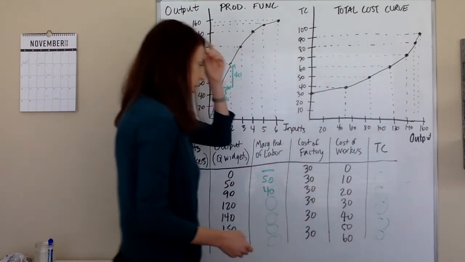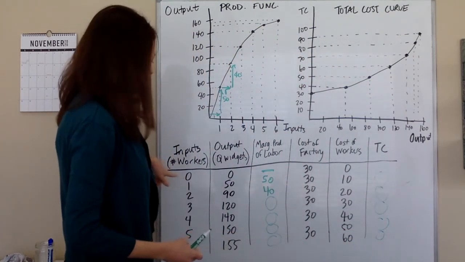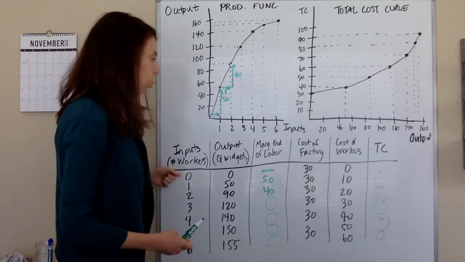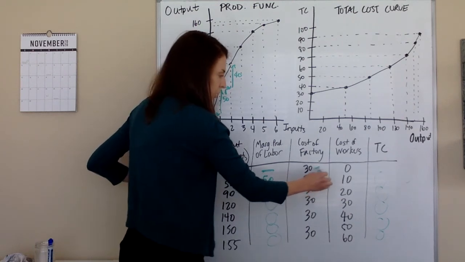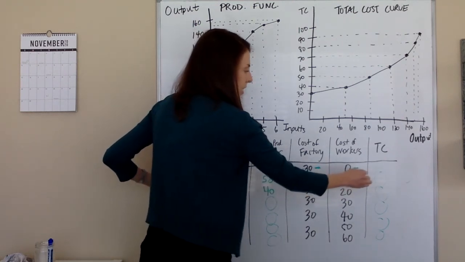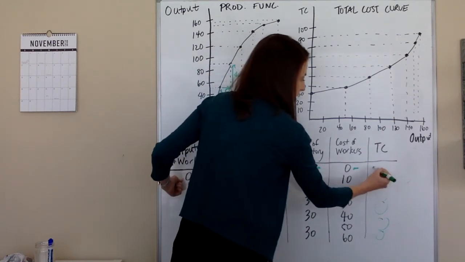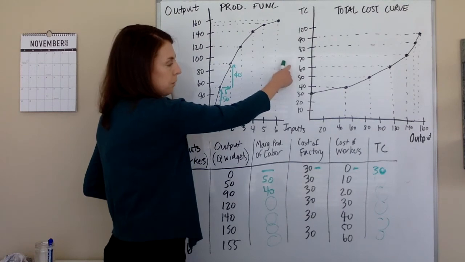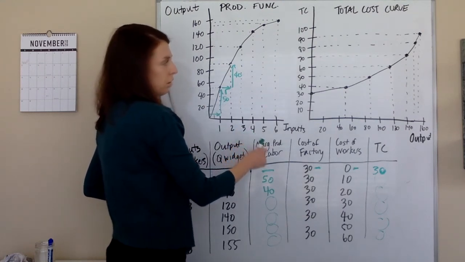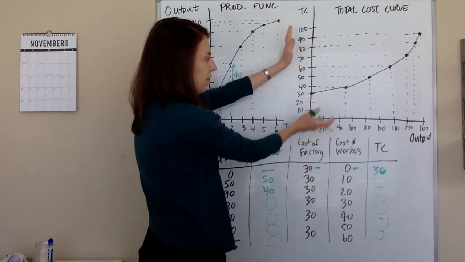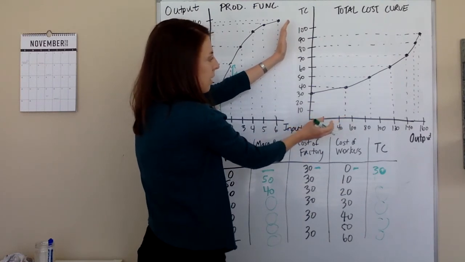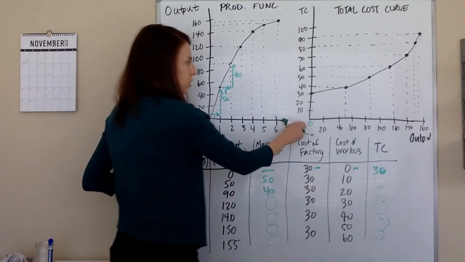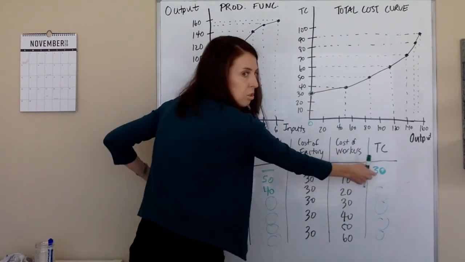cost of the firm. Okay, if the firm has 0 workers, what is the total cost? Well, they've got to pay the $30 for the factory. They don't have to pay anything for the workers, so their total cost is $30. Now, note how this lines up with this picture. The total cost curve plots against each other the total cost and the output. When the output is 0, which is what we've got on this first row, the total cost is 30, which is the number you just got.